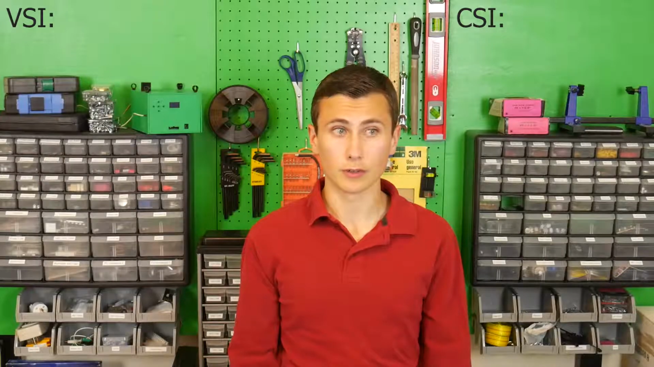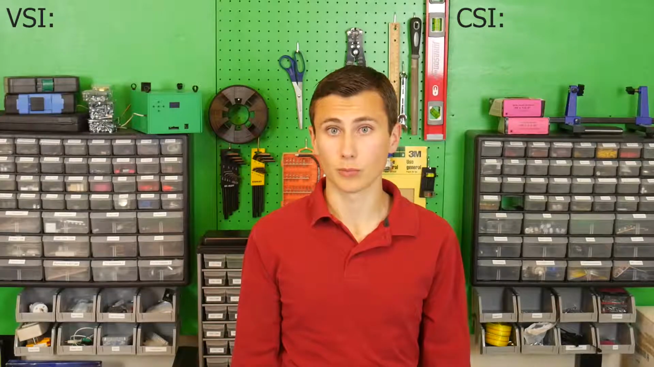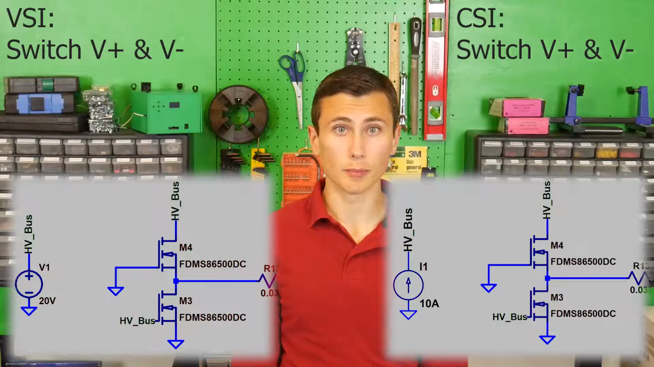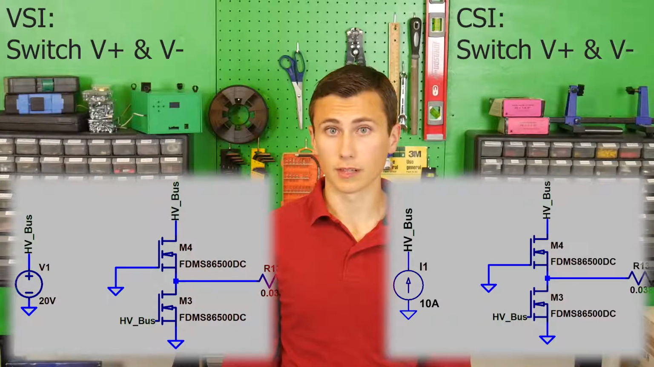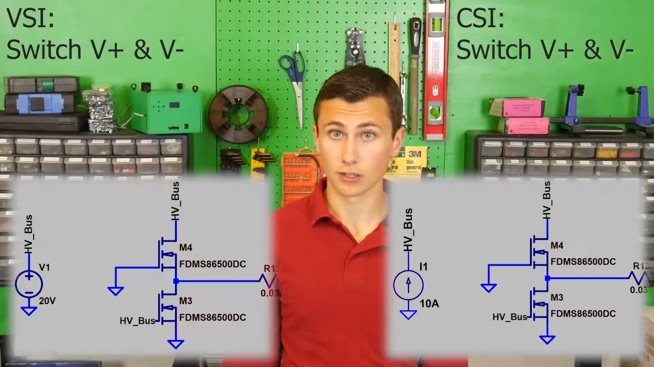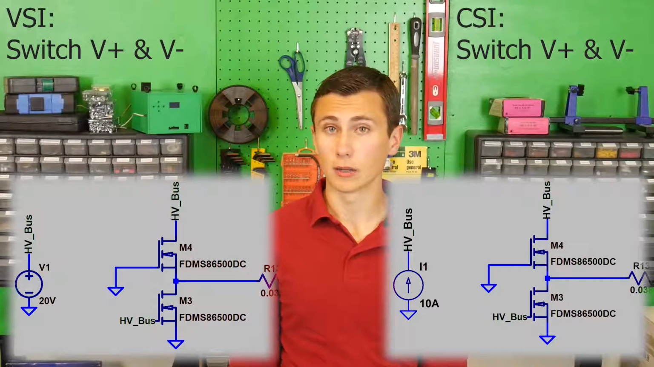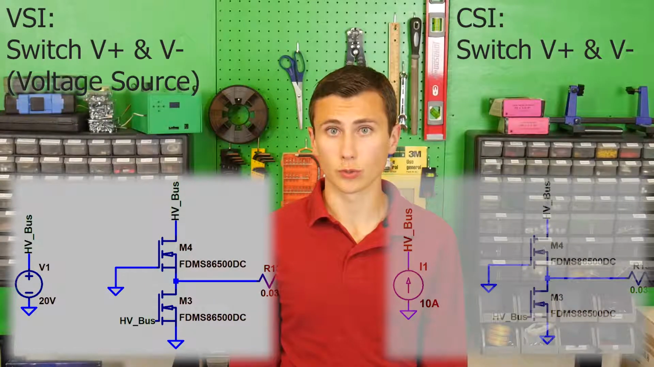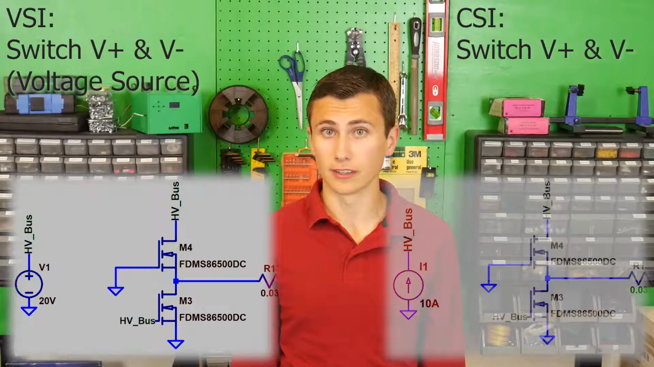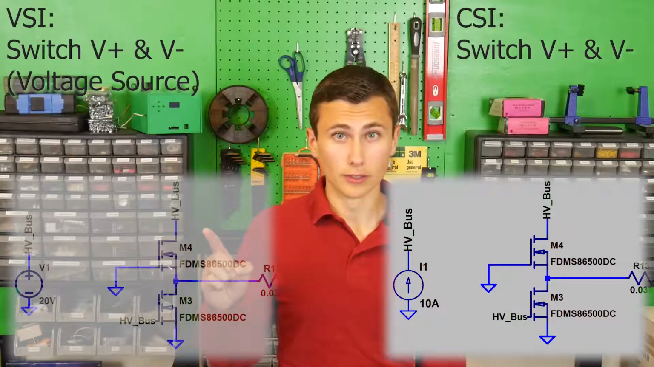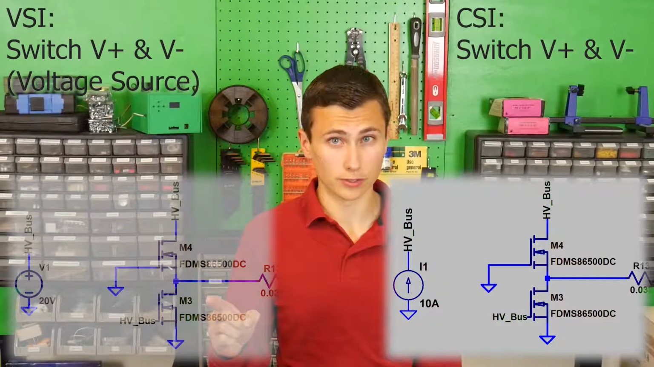The switches look very similar between the two topologies in practice, with a high and low side switch on either side of the load to V plus and V minus, so that either side of the load can be connected to the high or low side of the supply. The difference here between the two topologies is that with a voltage source inverter, the switches connect one side of the load to one side of a voltage source, and the other side of the load is connected to the other side of that voltage source. With a current source inverter, the switches connect to either side of a current source.